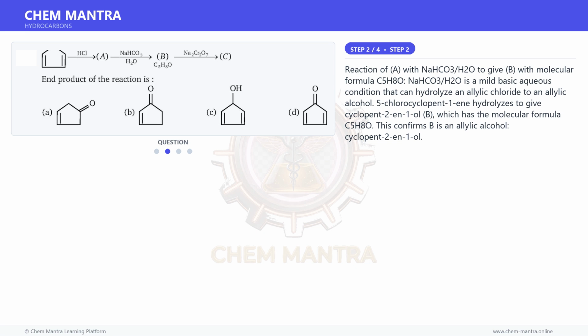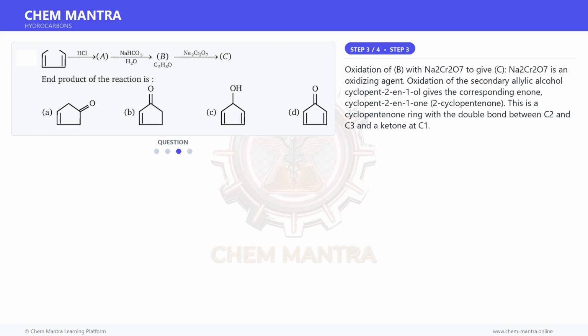This confirms B is an allylic alcohol, cyclopent-2-en-1-ol. Moving on to the next step. Oxidation of B with Na2Cr2O7 to give C. Na2Cr2O7 is an oxidizing agent.